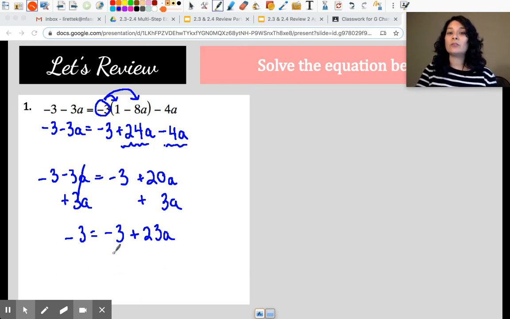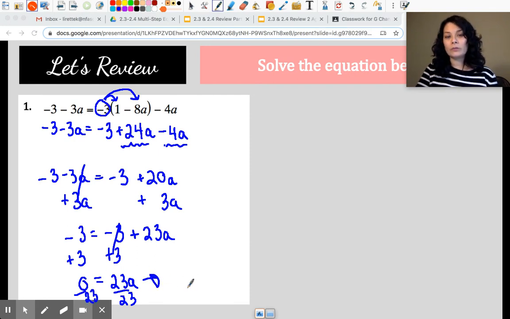Now I just have a 2-step to solve. I'm going to add the 3 first. I got to take care of what's not touching the variable before I take care of what is. I get 0 equals 23a. Divide by 23. And 0 divided by 23, I'm just going to carry my work over to the side here.